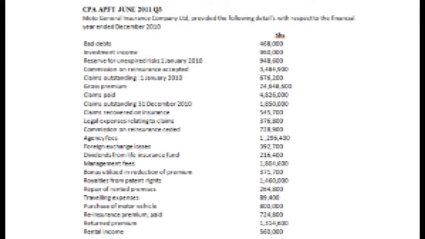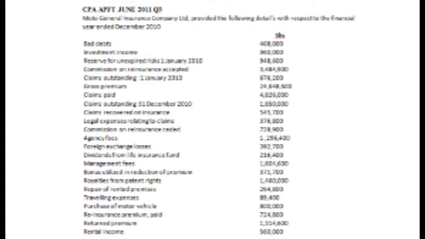Foreign exchange losses, 392,700. Dividends from life insurance fund, 216,400. Management fees, 1,804,600. Bonus utilized in the reduction of premium, 371,700. Royalties from patent rights, 1,460,000. Repairs of rented premises, 264,800. Transfer expenses, 89,400. Purchase of motor vehicle, 800,000. Reinsurance premiums paid, 724,800. Returned premiums, 1,314,600. Rental income, 560,000. So those are the figures extracted for that year.